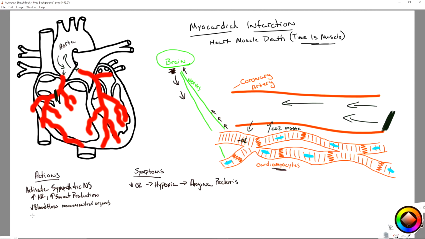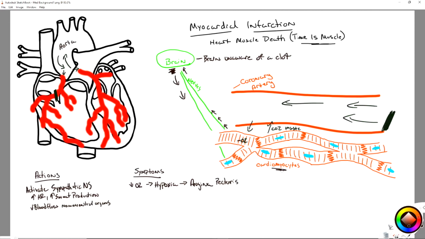know what it's fixing. The brain is unaware of a clot, okay? It just knows that these cardiomyocytes are O2 depleted. It doesn't know why. It just knows that they're oxygen depleted.